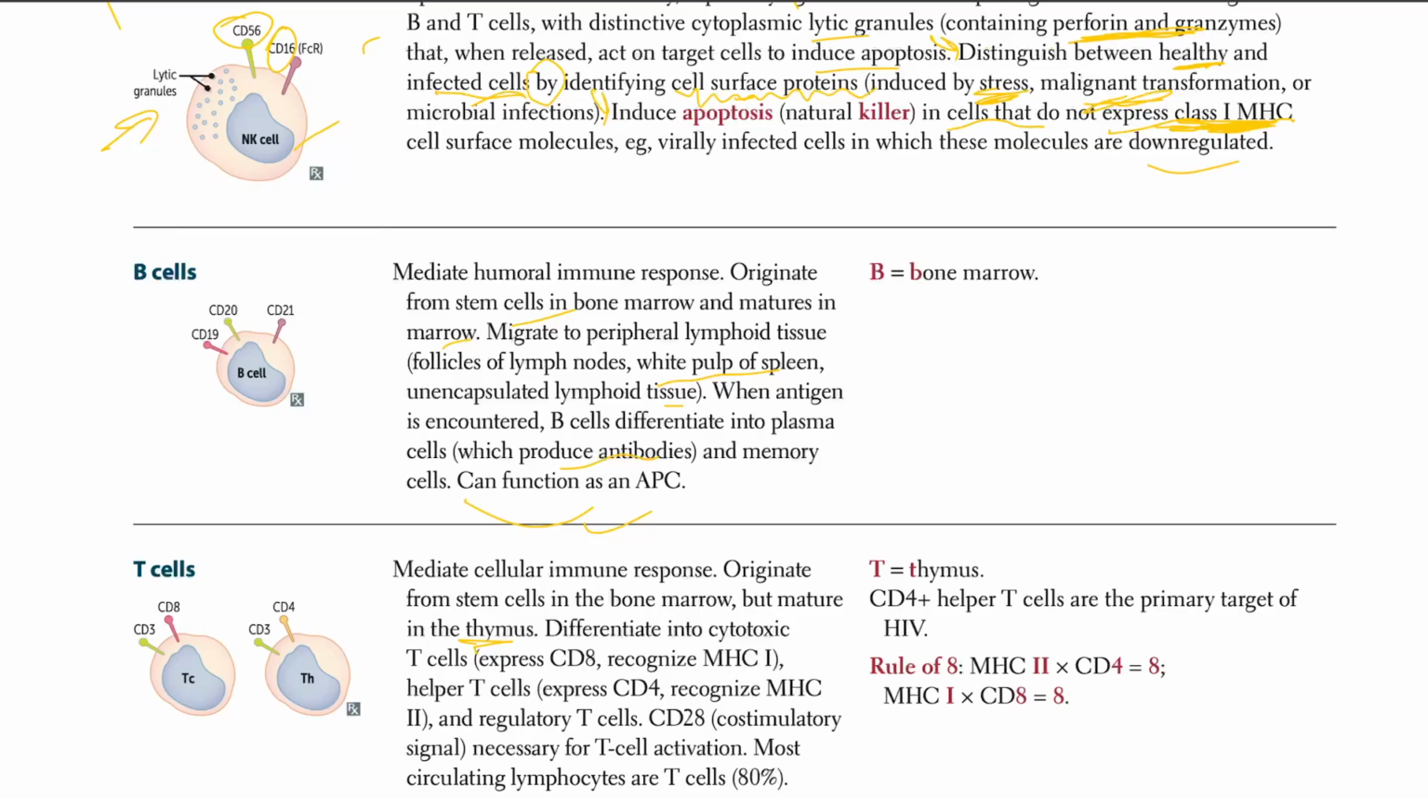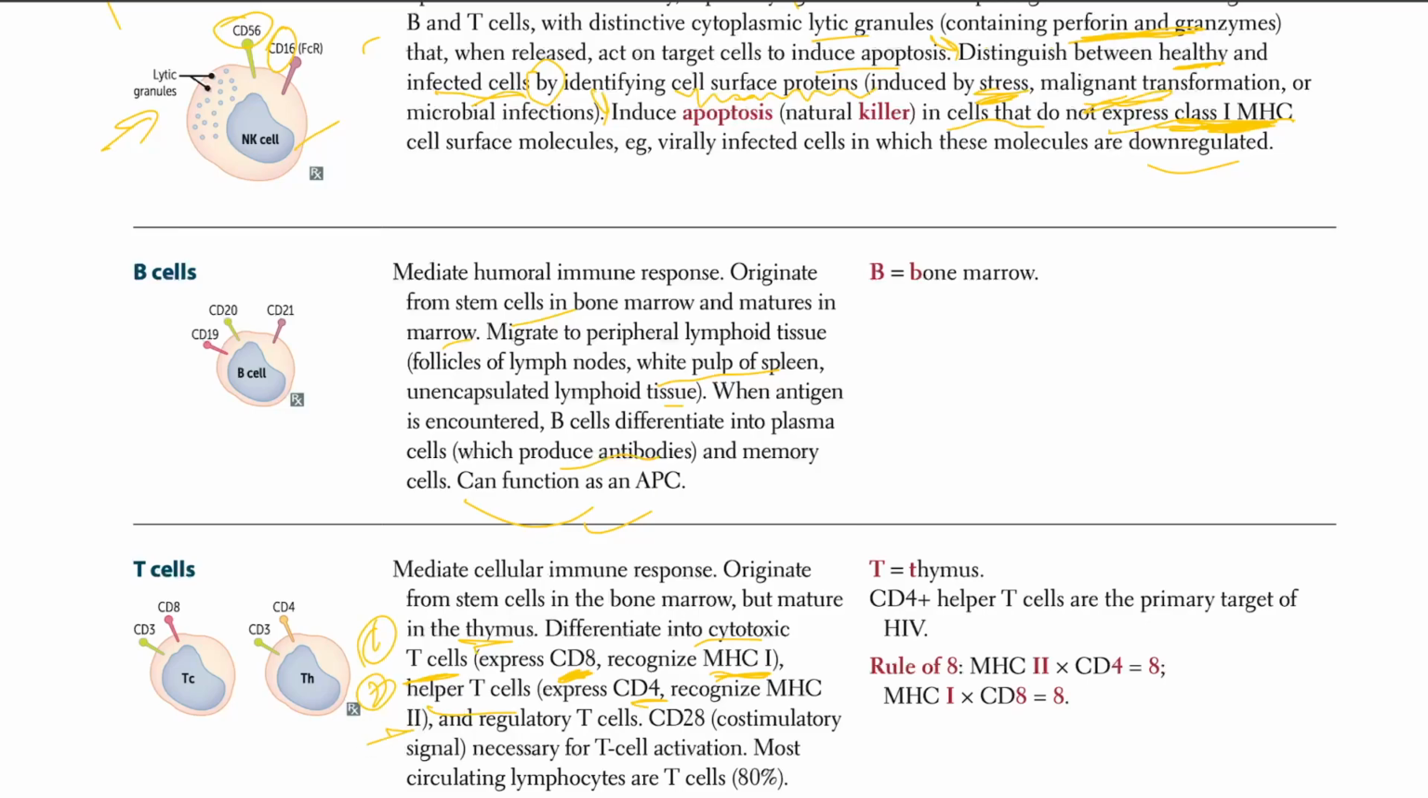So they differentiate into cytotoxic T cells, which are the CD8 positive T cells, and they recognize MHC1. And the second type is the helper T cells. They express CD4 and recognize MHC2.